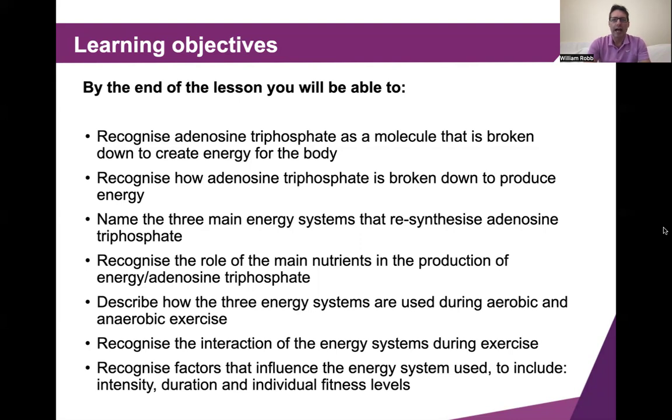Okay, guys, today we're going to look at energy systems. By the end of this, you should be able to recognize adenosine triphosphate as a molecule that is broken down to create energy in your body. Recognize how adenosine triphosphate is broken down to produce energy. Name the three energy systems that resynthesize adenosine triphosphate. Recognize the role of the major nutrients to create energy. Describe the three energy systems during aerobic and anaerobic exercise, and recognize the interaction of the energy systems during exercise.